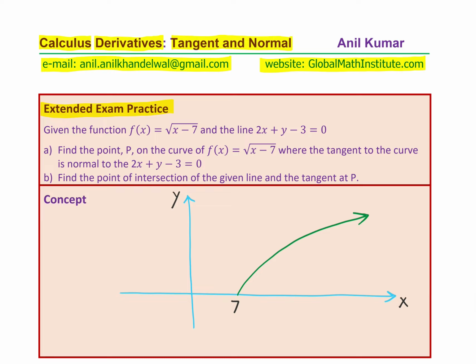Now we do have a line which is 2x plus y minus 3 equals 0. When you're given a line 2x plus y minus 3 equals 0, you could actually sketch this line, right? So let's rearrange. We can write this as y equals minus 2x plus 3. That means the line is kind of going like this. You can also find x and y intercepts, right? So if I substitute x equals 0, we get a point which is 3. So let's say 3 is somewhere here.